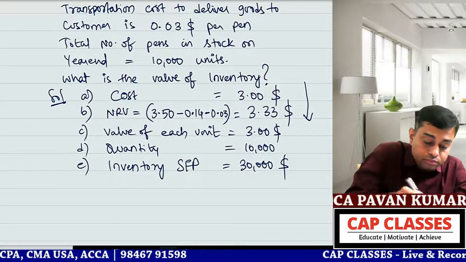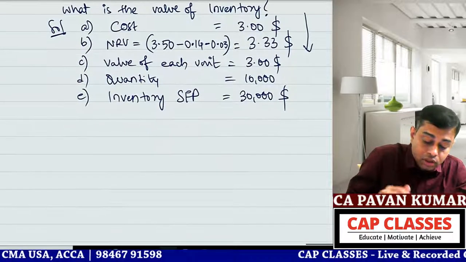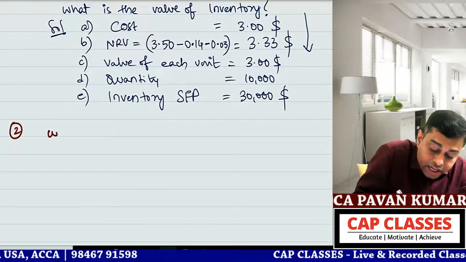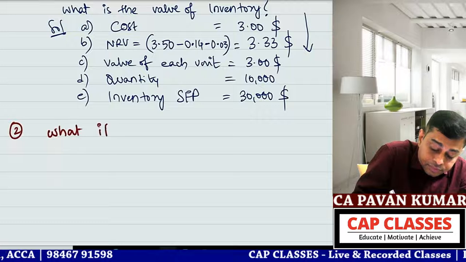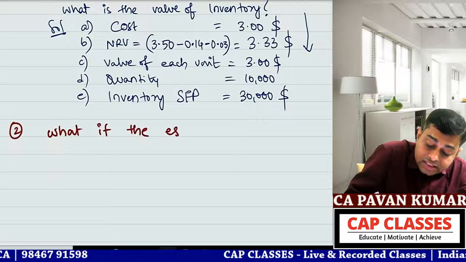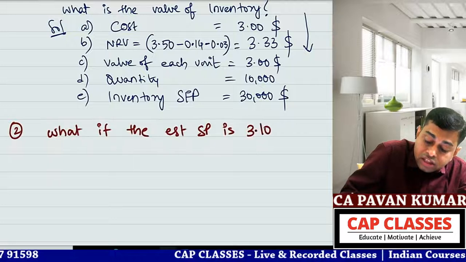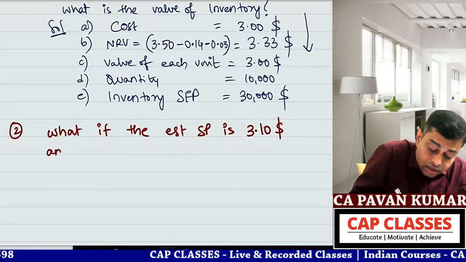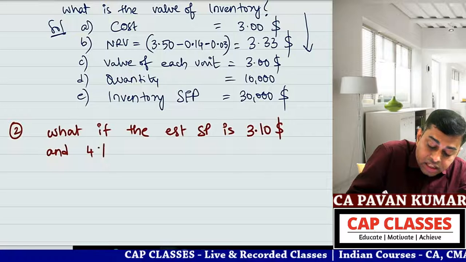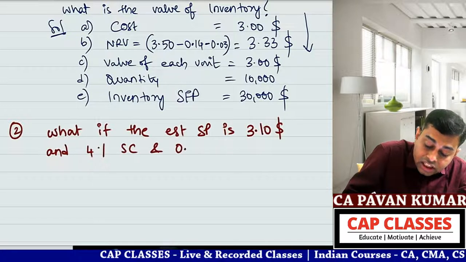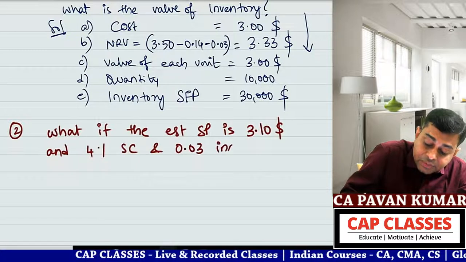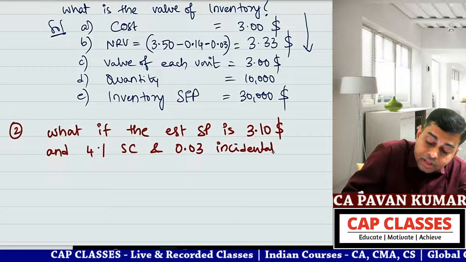Now question number 2. I'll change the question a little. Question number 2. What if the estimated selling price is $3.10, and 4% sales commission and 0.03 incidental expenses remain the same?